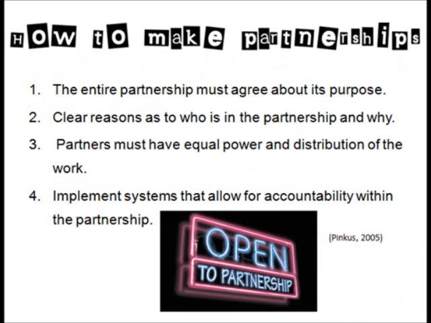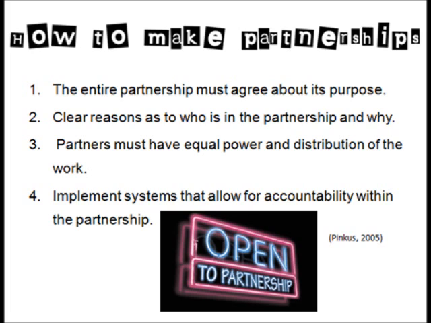Okay, so now we're going to be talking about how to make successful partnerships. Pincus 2005 argues that there are 4 features supporting democratic partnerships. Firstly, the entire partnership must agree about the purpose of the partnership. Secondly, there must be clear reasons as to who is in the partnership and also why they are a part of it. Thirdly, the partners must have equal power and distribution of the work. And finally, the partnership must implement systems that allow for accountability within the partnership. So these 4 key points are essential in creating a successful partnership.